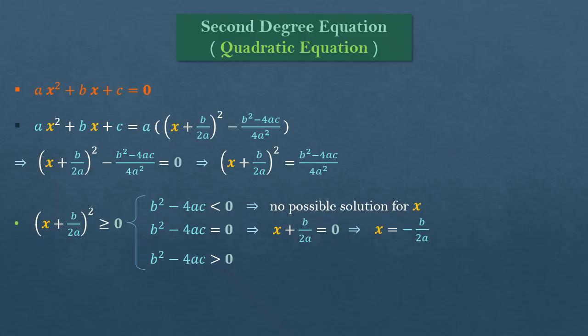Otherwise, in case b squared minus 4 times a times c is strictly greater than 0, then the resolution of our equation leads to x plus b over 2 times a equal to plus or minus the square root of (b squared minus 4 times a times c) all over 2 times a. So x would be equal to minus b plus or minus the square root of (b squared minus 4 times a times c) all over 2 times a.